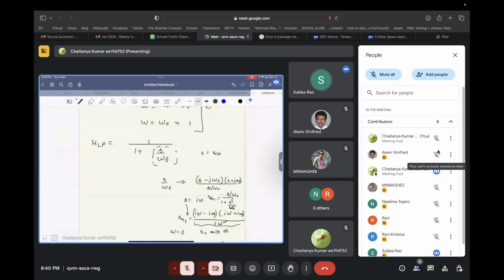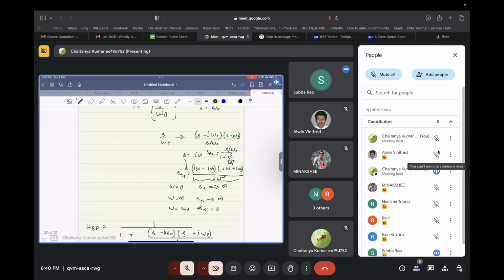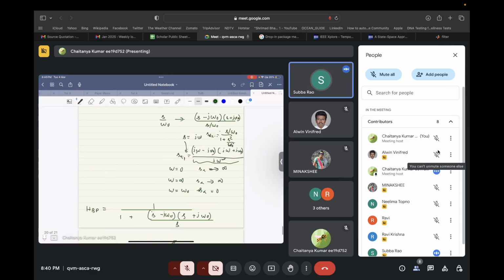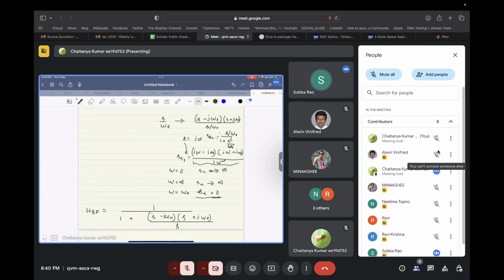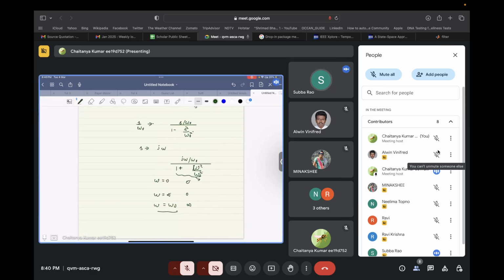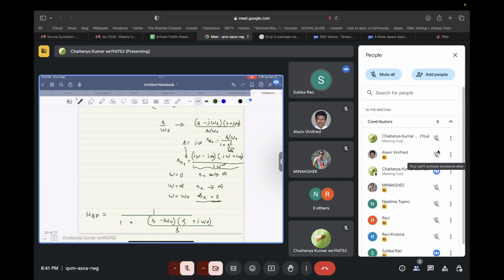So see, what was our original thing? At S equal to... so this term had to be 0, correct? Whatever you are replacing with at omega equal to omega naught, this should be 0, but this is not becoming 0. This is becoming some 1 by 2. So this won't work. So you need to see what we did over here.